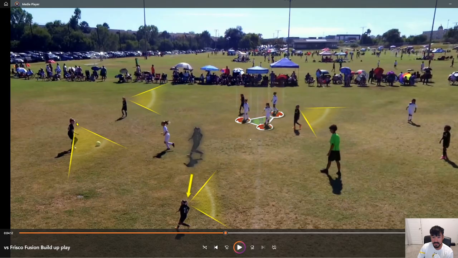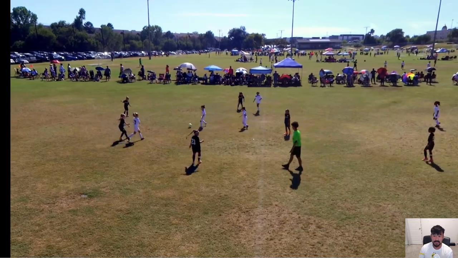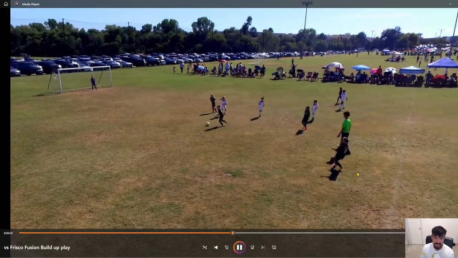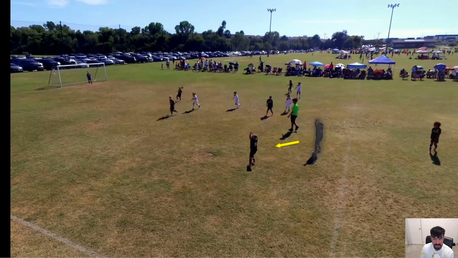Let's scan. What do I see? Where's the space? Where are my teammates? How can I support my teammates? Okay, this is what happens. Boom, we give it right back. So let's keep it playing, because something good actually happened. Good defending here, so we see it happening.